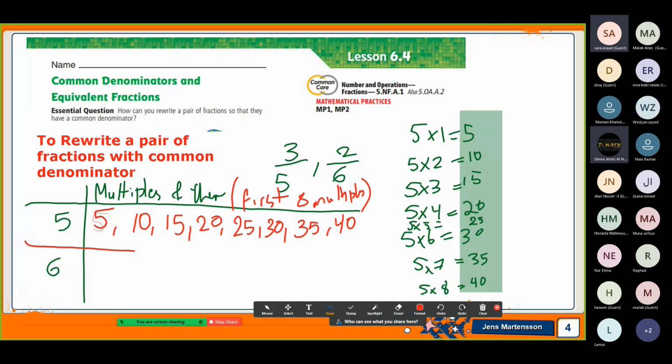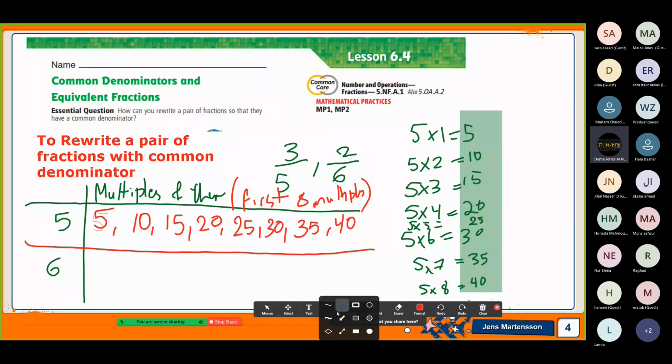So this is the first step. Where is my numerator, my denominator? This is my denominator. It's 5. And the second one, it's 6. I will take the 5 and 6. Then I will write the multiples of 5. What are the multiples of 5? They are 5, 10, 15, 20, 25, and so on.